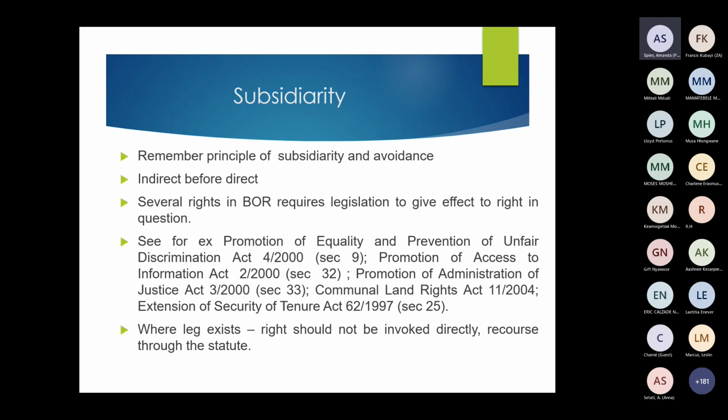So the principle is, before we declare something as being unconstitutional, we first have to see if the Constitution can be indirectly applied. So can we interpret the relevant piece of legislation or common law to be in conformity with the Constitution? And then obviously my remedy would be in terms of that legislation or common law before we jump to the Constitution directly.